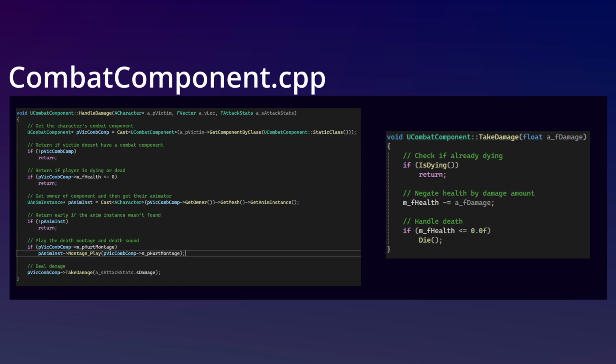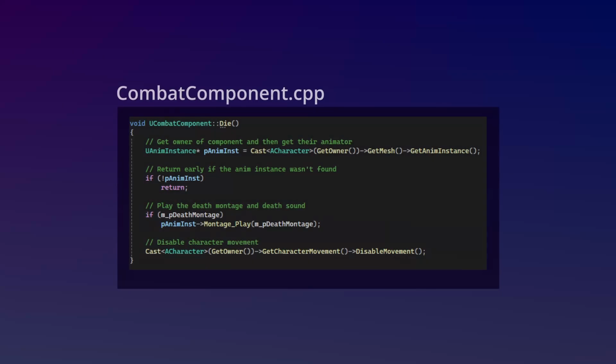Looking at the take damage method, first we check that the actor isn't already dying, we negate their health based on damage passed in, and if their health goes to or below 0, then we call the die method. Inside the die method, it is pretty straightforward. We're going to get the actor's anim instance, play the death montage, and disable movement. This is pretty much going to cover everything that we're going to need in this video for the combat component, and we're now going to start using these methods we just created to actually implement the combat into gameplay.